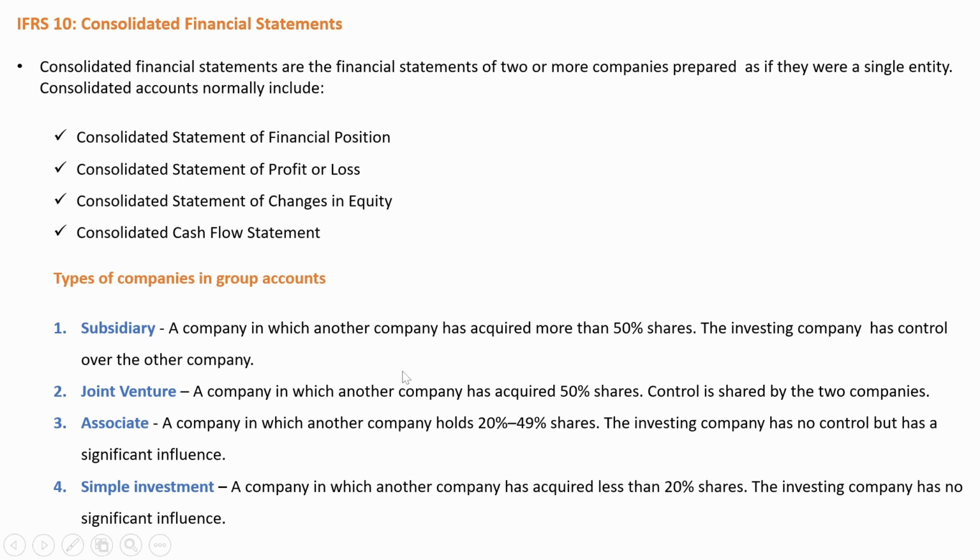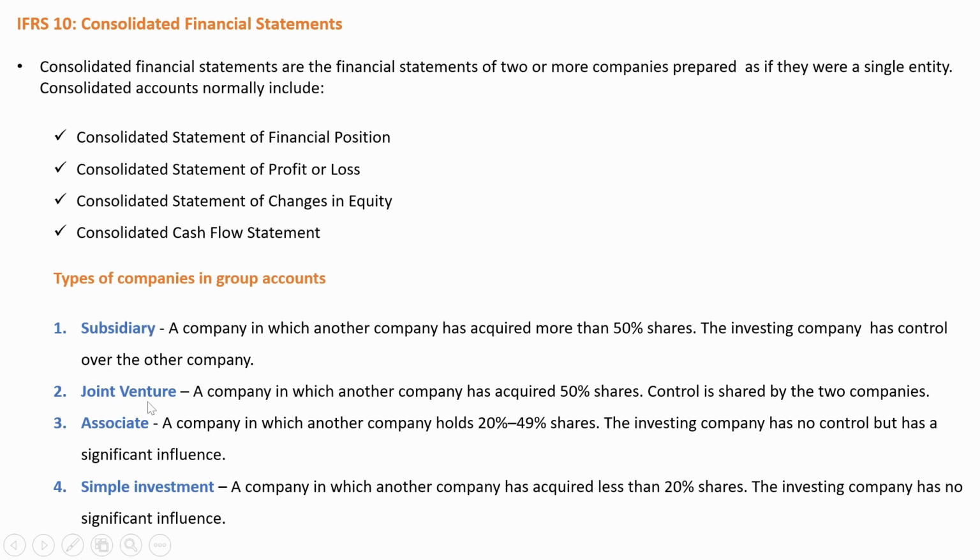If the percentage of shares acquired is above 50%, that is when the company becomes a subsidiary. If the percentage is exactly 50%, that company cannot be called a subsidiary. It will be called a joint venture. But the percentage can go as high as 100%. So anywhere between 51% and 100%, that is a subsidiary.